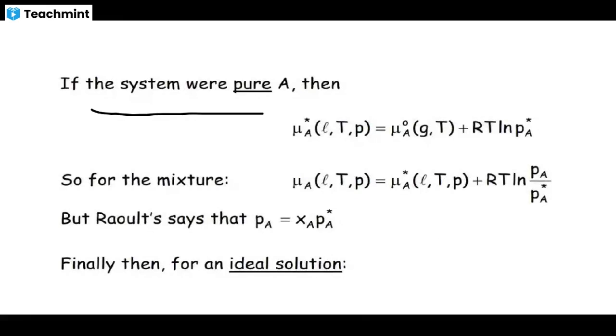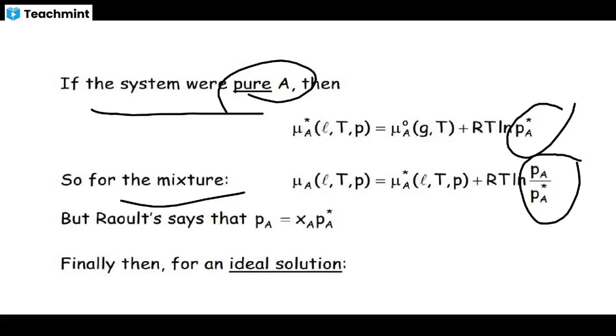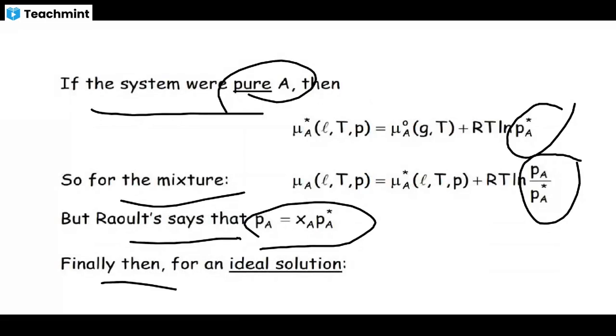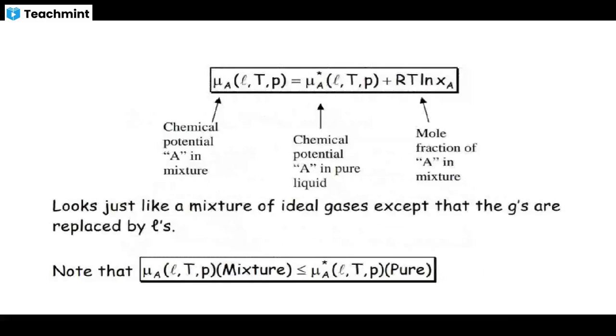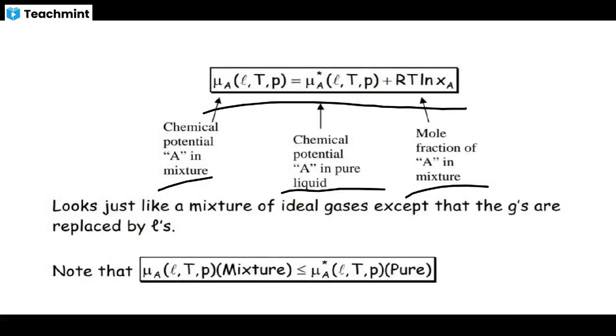If the system were pure A, then PA equals PA star. For a mixture, the ratio is PA by PA star, so Raoult's law says PA equals XA times PA star. Finally, for an ideal solution, this is the equation: chemical potential of A in a mixture equals chemical potential of pure A plus RT ln XA, where XA is the mole fraction of A in the mixture.